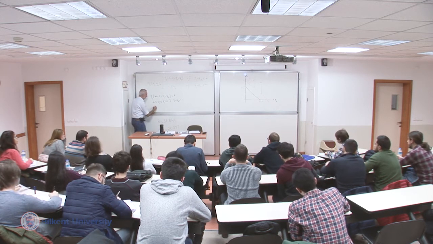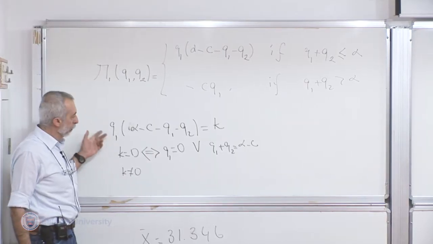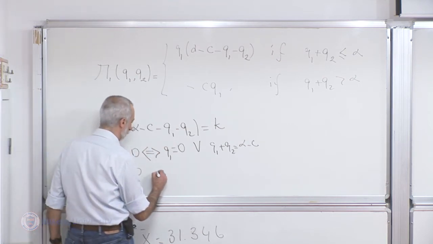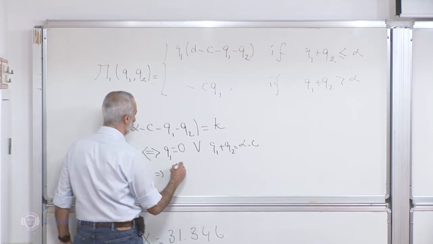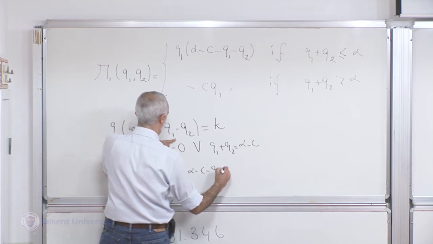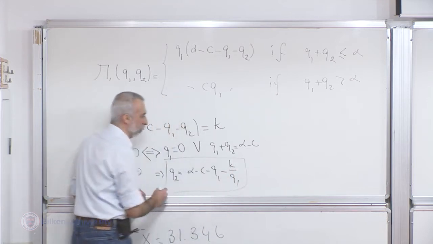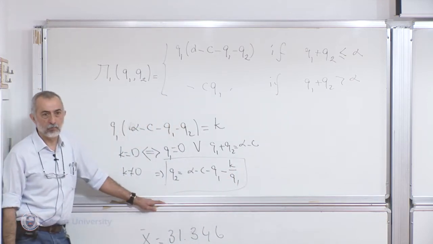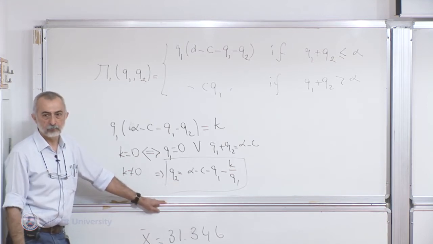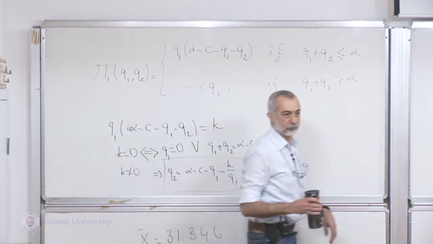So the case where k is different than 0: if k is different than 0, q1 cannot be equal to 0. If q1 is not equal to 0, I can divide both sides by q1. And then what do we get? We get q2 equals alpha minus c minus q1 minus k over q1. So this is what we were doing last lecture, right? What do these indifference curves look like? Come on, try to draw it.